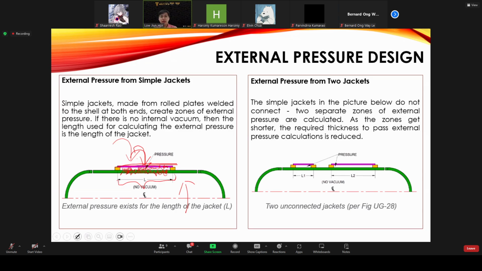Okay, this one you only have one layer. But let's say in your design you install two different layers of jacket, and the jackets are not connected to each other. In that case, there is an external pressure here, and external pressure can also be found here. So you need to consider the length here and the length here to make sure the thickness here and here is strong enough.